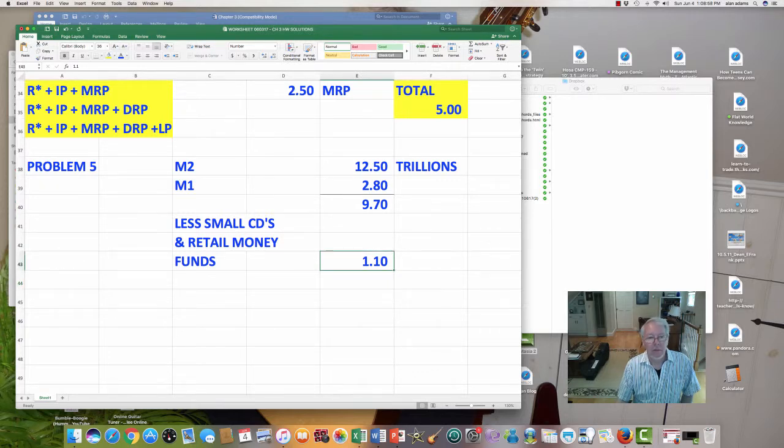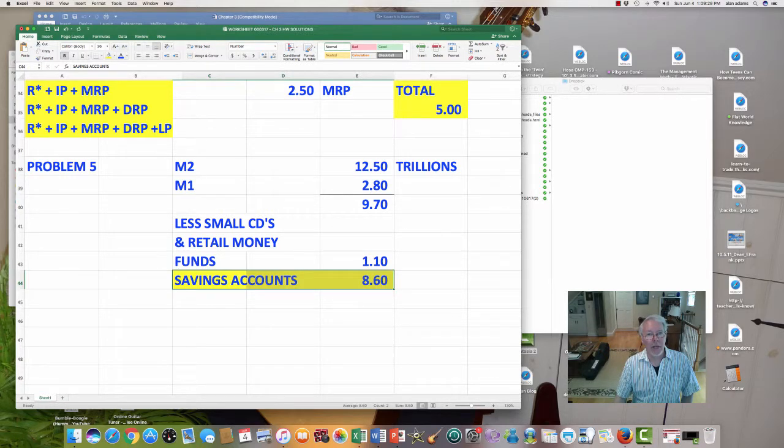All right, bear with me. Okay, I take 9.7, the total of all differences between M1 and M2, and I subtract small CDs and retail money funds. That leaves behind savings accounts. The differences between M1 and M2 are these three items. I gave you the total of the first two, so by deduction we know that the answer has to be 8.6.